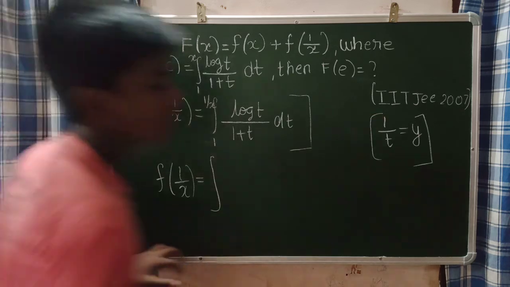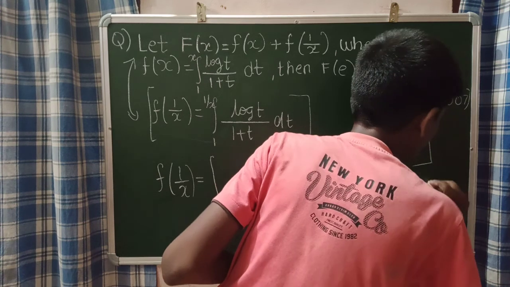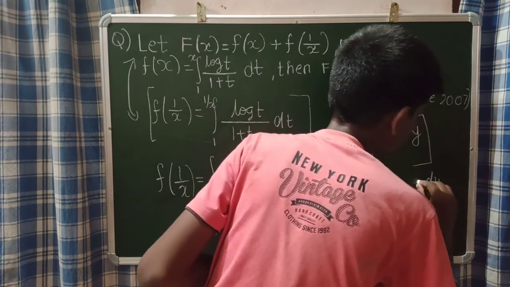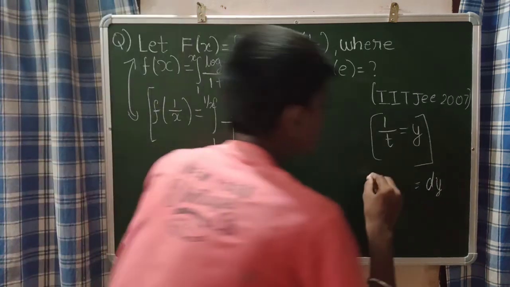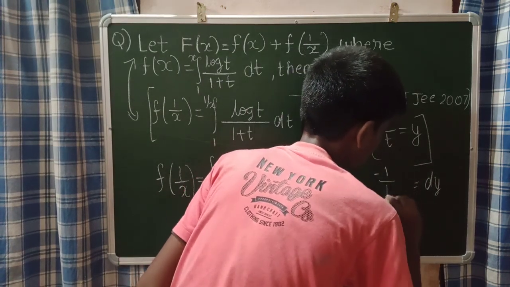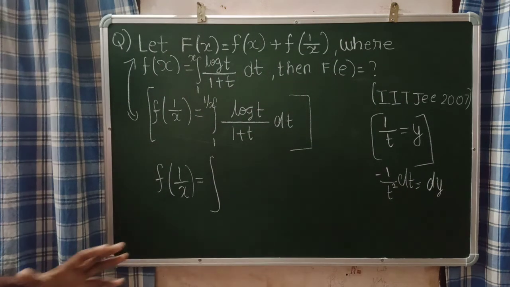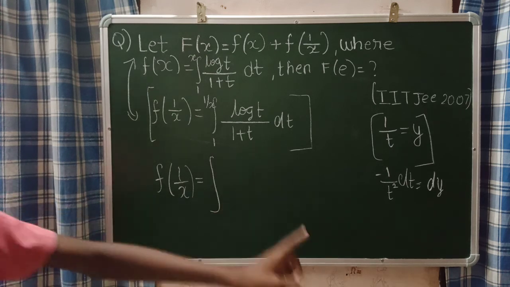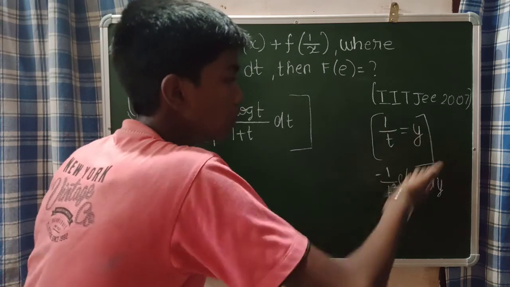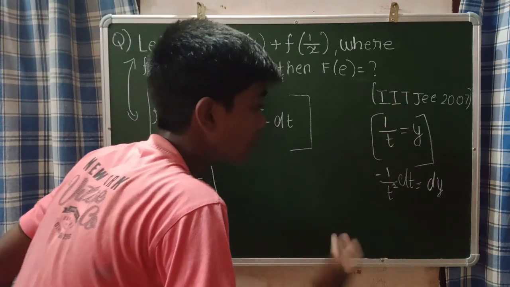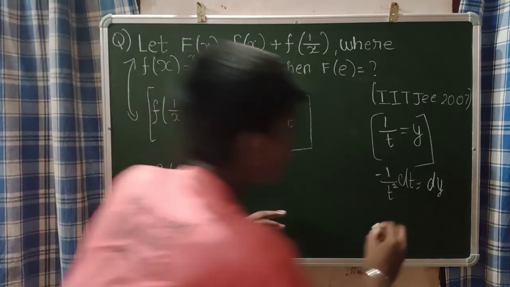If 1 by t is equal to y, what will be the value of dy? The dy will be nothing but the differentiation of this. The differentiation of 1 by t is nothing but minus 1 by t square of dt, which will be your dy. Correct now? If your 1 by t I am taking as y here, then dy, that means the differentiation of y, is minus 1 by t square of dt.